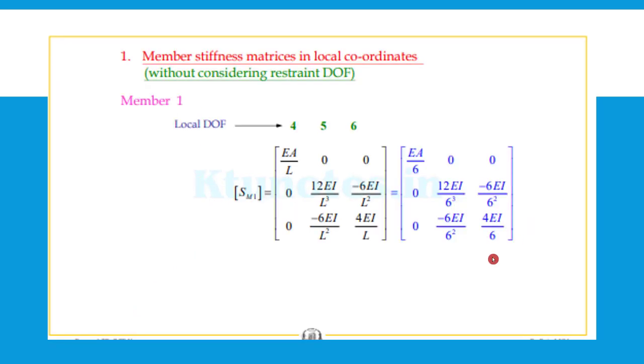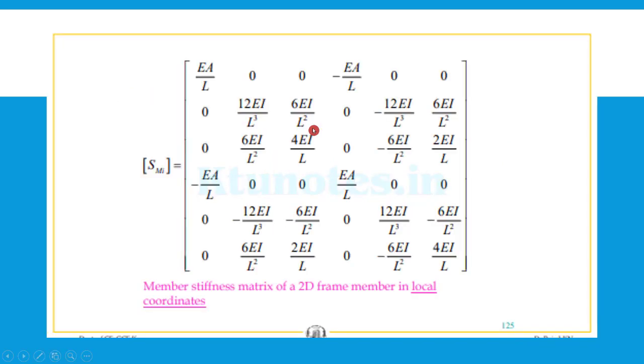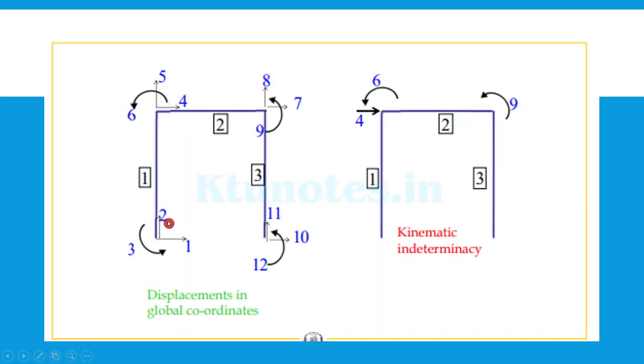Then here the constraints are taken from member 1 itself. That's the main thing. In the previous problem, we didn't take the constraints initially. After making the matrix, we cancelled the different entries and imposed the boundary condition. So here itself, 1, 2, 3 will be the fixed end, so there will be no value. 4, 5, 6 will have the values.